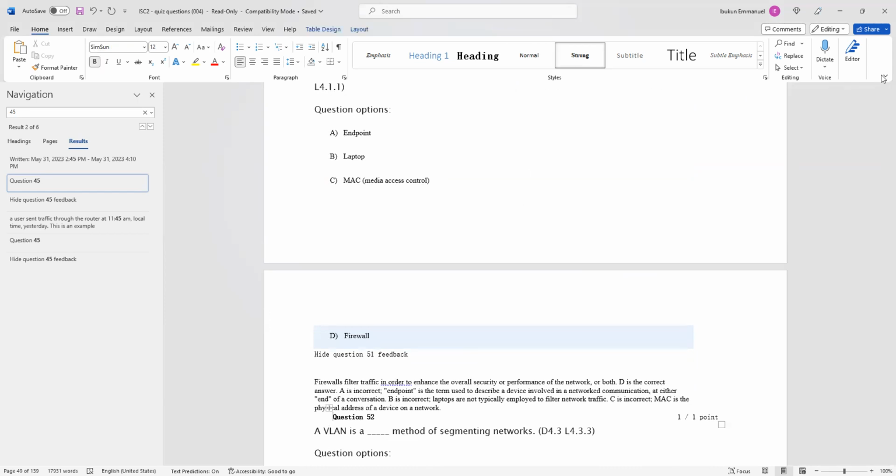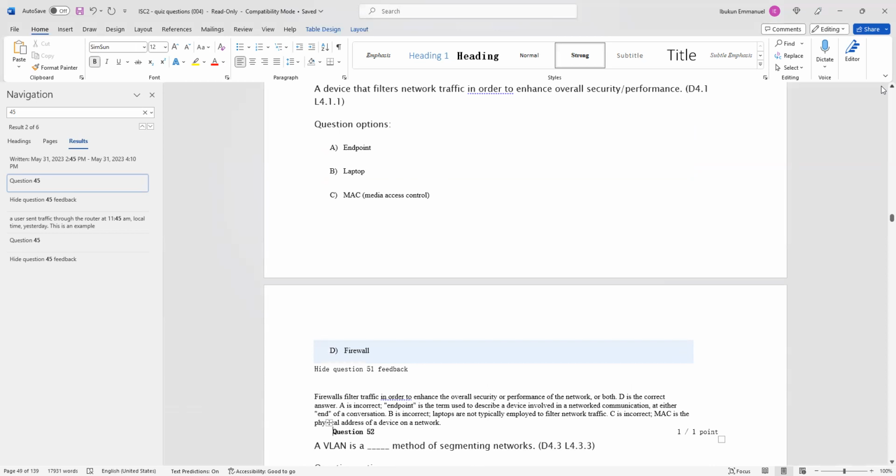Okay, what is a device that filters network traffic in order to enhance overall security performance? What is that device? So the firewall filters network traffic. We've talked about that previously. What is the name of the tool that opens and closes to allow traffic through on a firewall? It starts with a P, and I've mentioned it previously. What is the name of the thing that opens and closes and can be configured to close or to open on a firewall? Yes, it's a port.